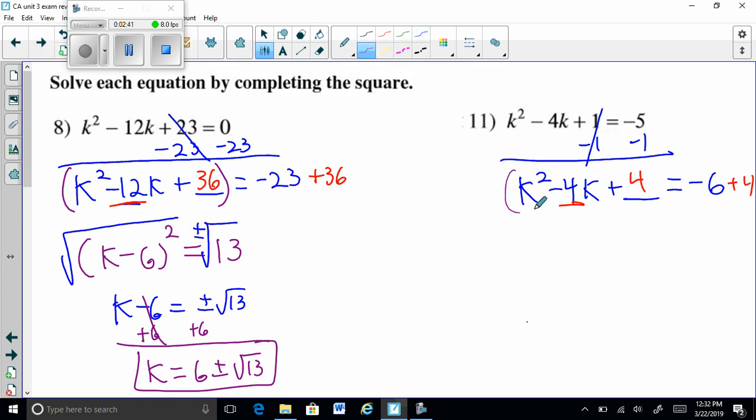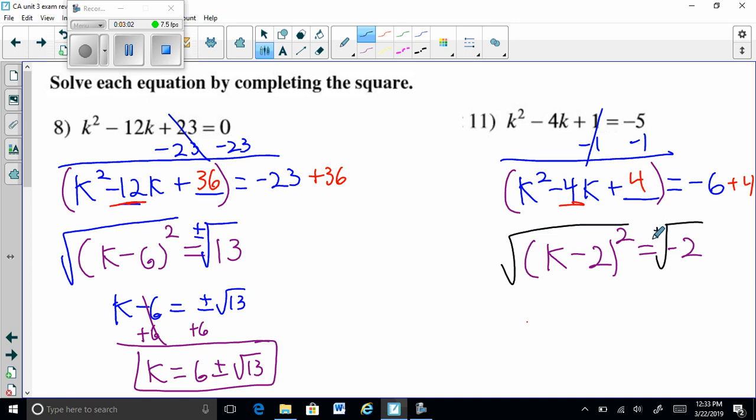Then this is a perfect square trinomial. So it factors into k minus 2, k minus 2, so k minus 2 squared. And then negative 6 plus 4 is negative 2. Then we'll square root both sides again. I'll put the plus or minus right there. So that will make this k minus 2 equals. Now here we'll be able to pull out the i. So we're going to have plus or minus i square root of 2.